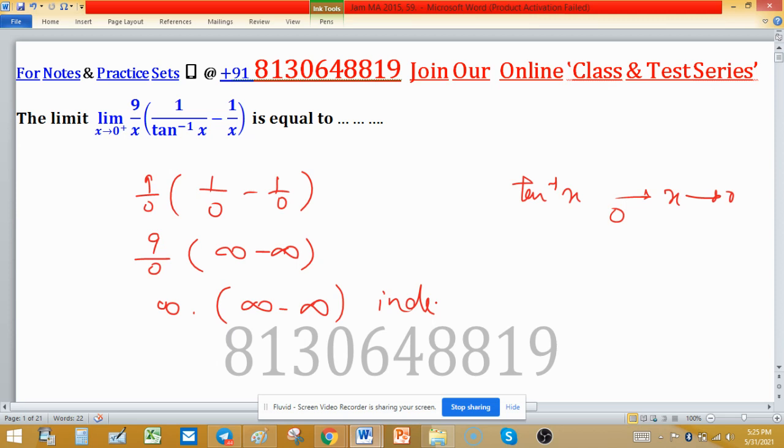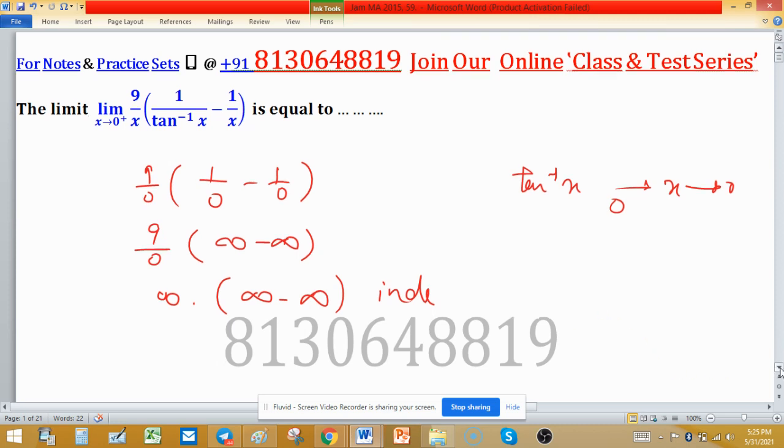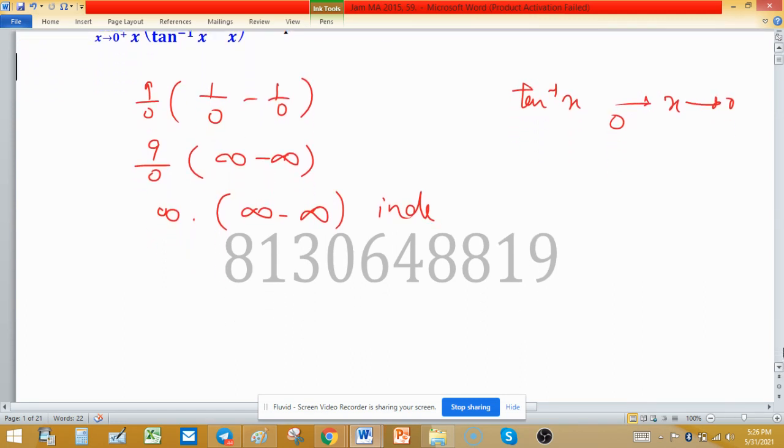Whenever a trigonometric function is involved in the limit expression, then most of the time we have to solve them by using expansion. So put the expansion of tan inverse x in this. So this is limit x tends to 0 positive 9 upon x, and this is 1 upon tan inverse x minus 1 upon x. Take LCM of this one.